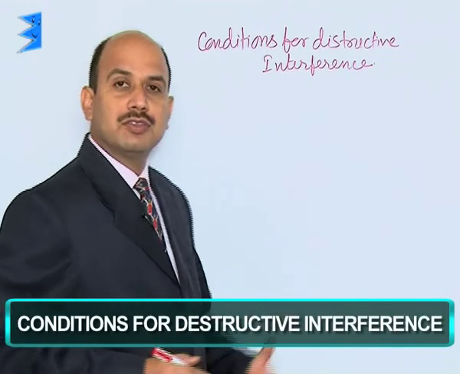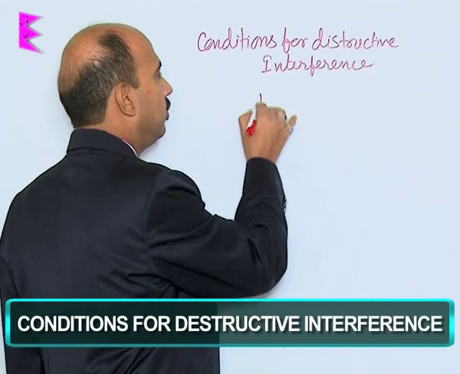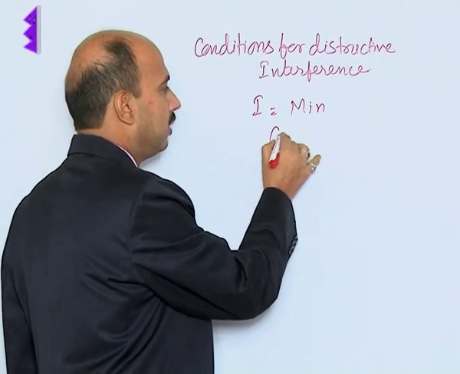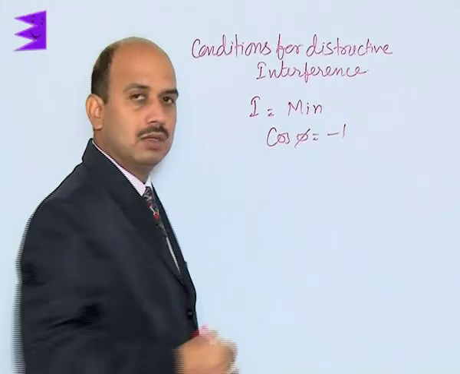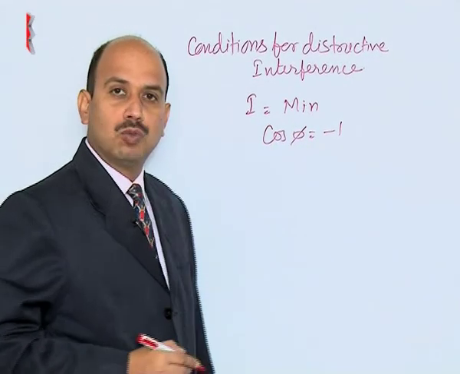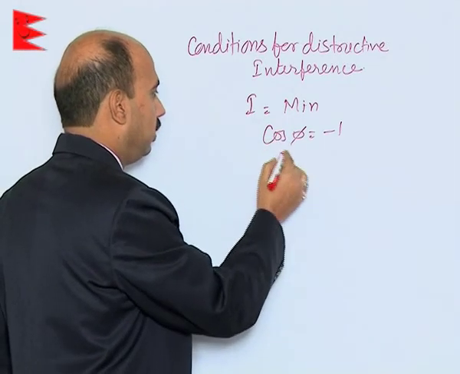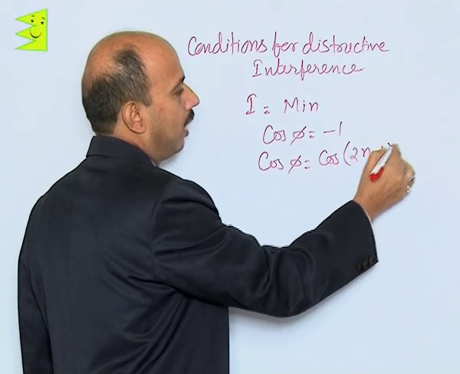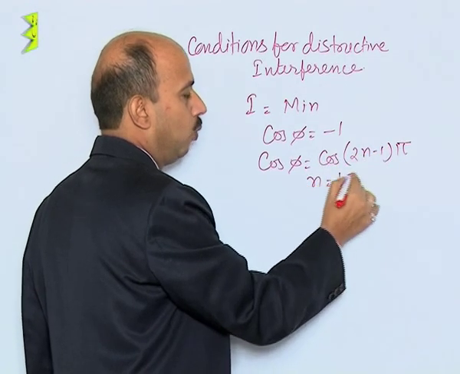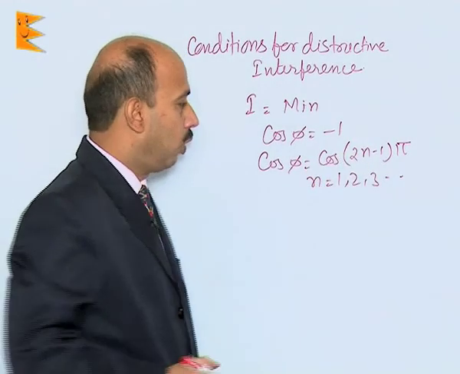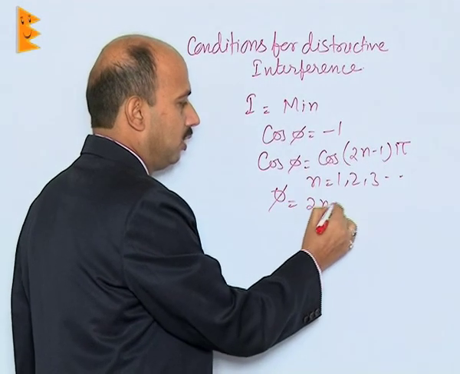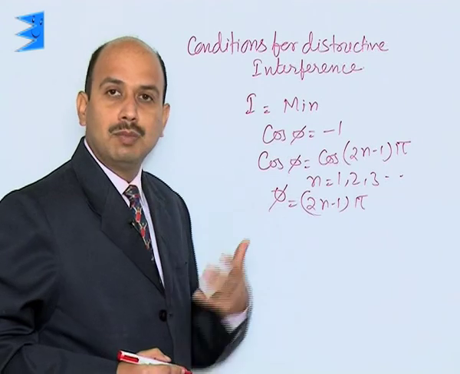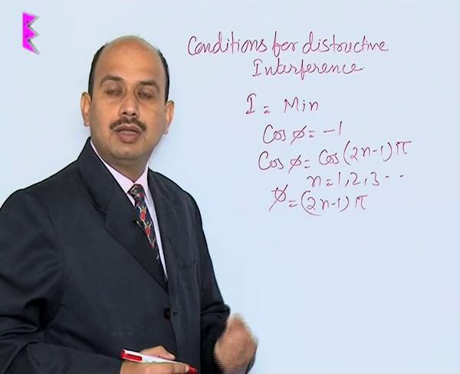Now, here are the conditions for destructive interference. For destructive interference, intensity should be minimum. Intensity should be minimum means that cos phi is equal to minus 1. If cos phi is minus 1, then we can write cos phi is equal to cos (2n minus 1) pi, where n is equal to 1, 2, 3 like this. So, for all these phase differences, this is (2n minus 1) pi, the minimum intensity will be obtained and the interference will be destructive.